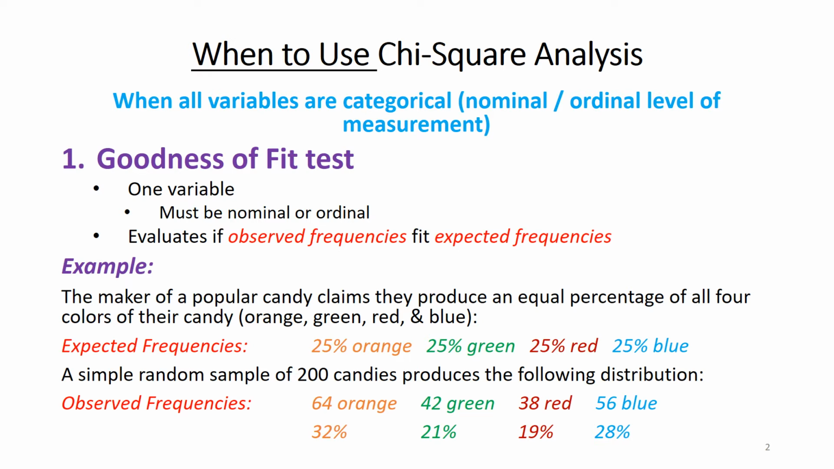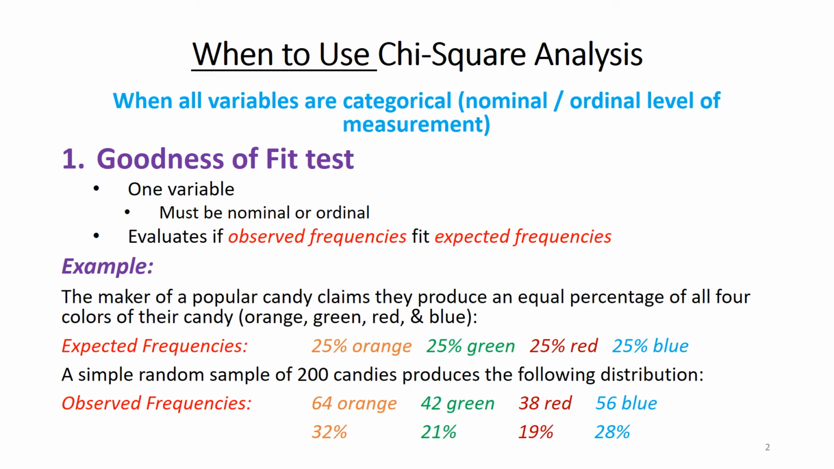So out of the 200 candies total, 64 of them happen to be orange, 42 of them happen to be green, 38 happen to be red, and 56 happen to be blue. So when we convert those into percentages, we see that 32% are orange, 21% are green, 19% are red, and 28% are blue. All right, so that's our setup for a goodness of fit test.